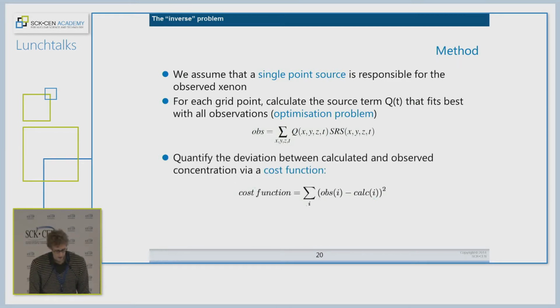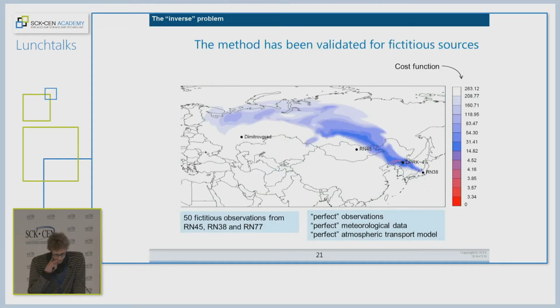And then finally we want to quantify the deviation between the calculated and the observed concentration via a so-called cost function, and here we have defined the quadratic cost function where we sum the deviations between observations and calculations, the squared sum. With that we can obtain maps with the cost function for every grid box, and an example is given here.